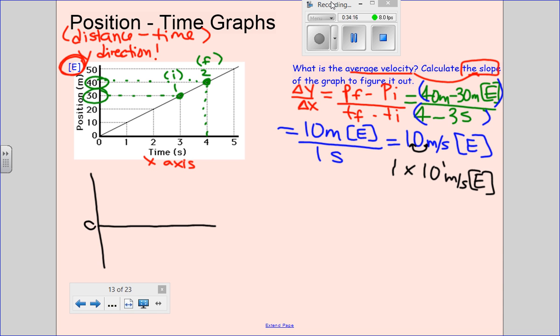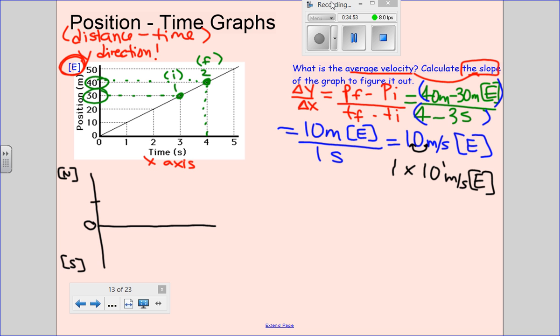This spot right here will be 0. And on this graph, let's talk about north and south. On a position time graph, I could have 2 directions. So I don't have to just be going one way. Because direction is included now, I could represent both of them. So on this graph, I could go towards the north or I could go towards the south. The 0 will be my reference point for where we start going north or start going south.